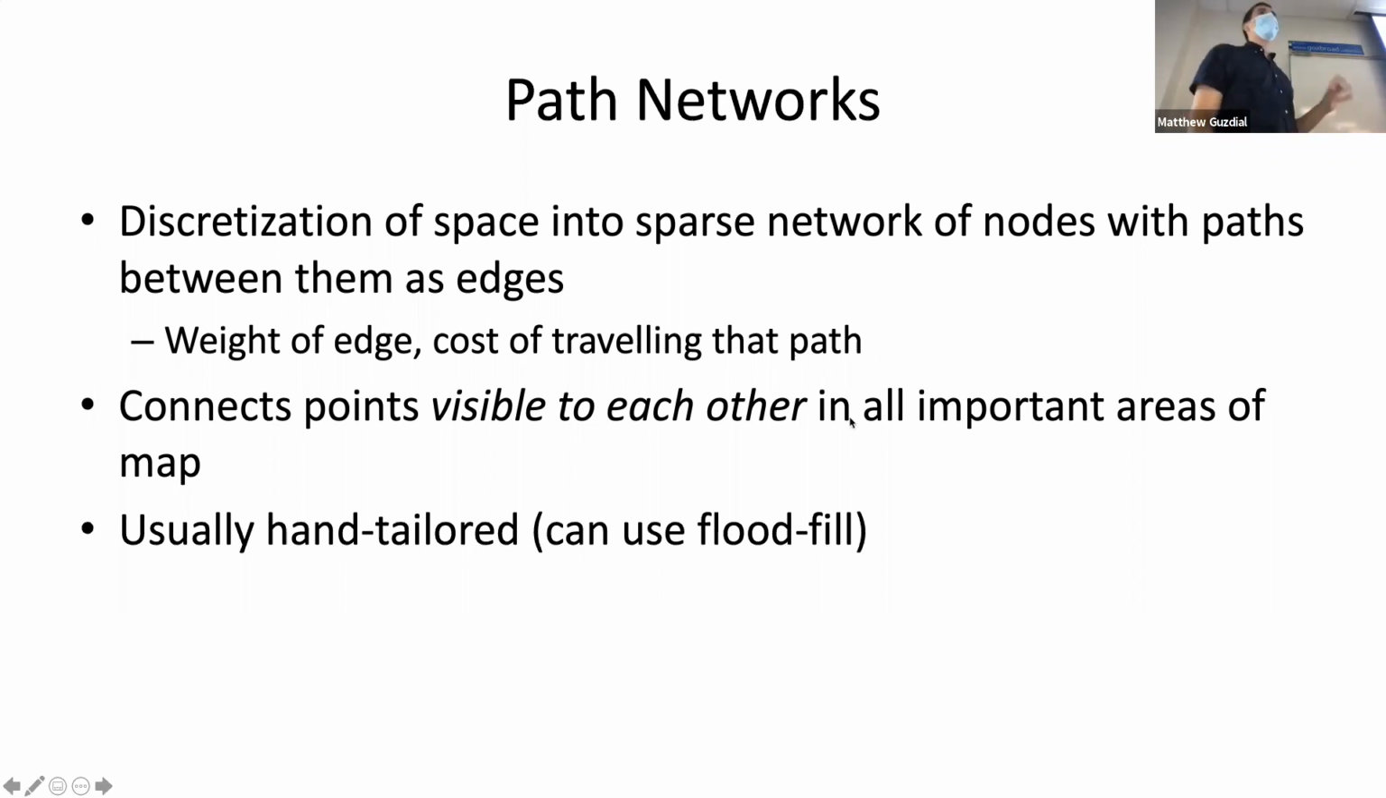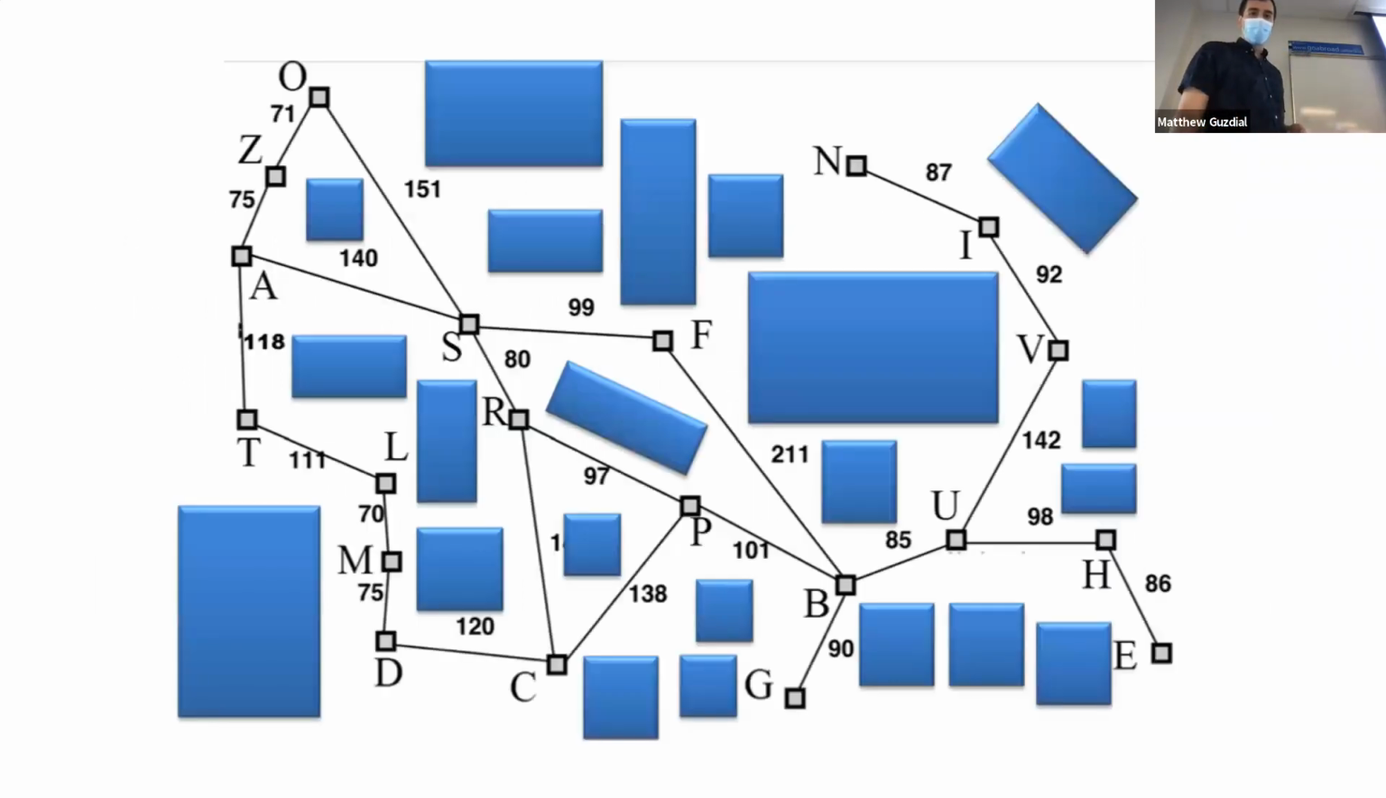They're usually hand tailored or just straight up hand authored, or they were. Nobody does path networks by themselves now. We'll get to it. Path networks are still very much used, but they're usually not hand authored anymore, though they used to be. But they can be generated, and they can use things like FloodFill.